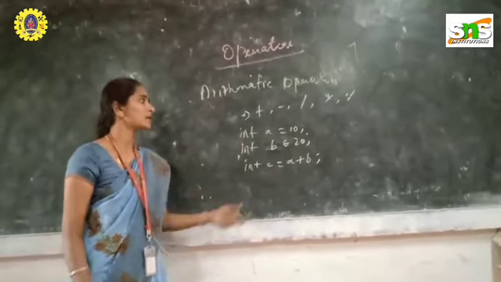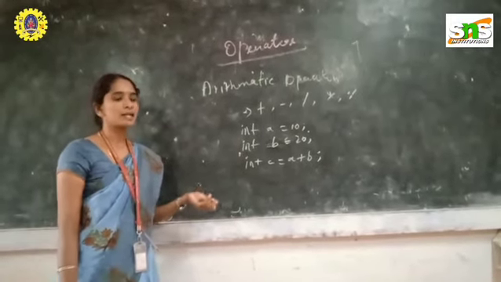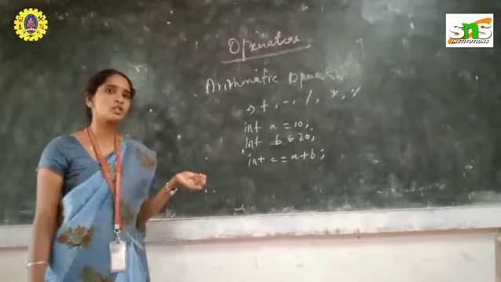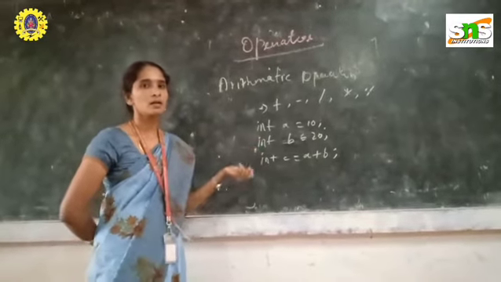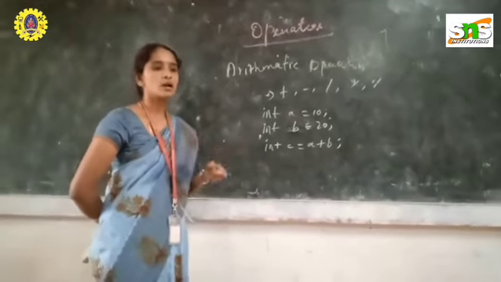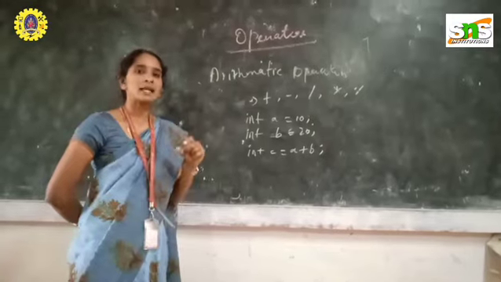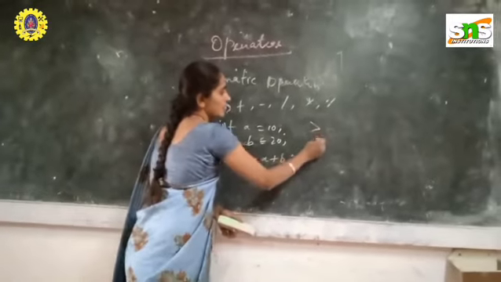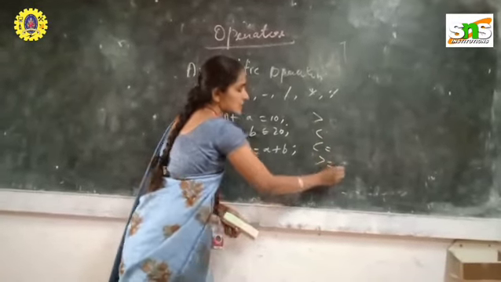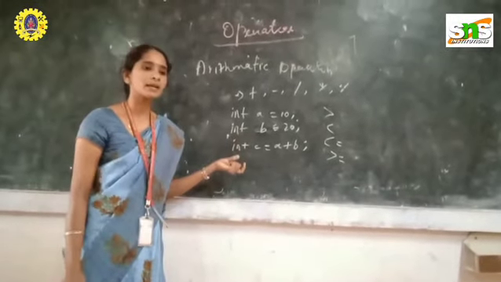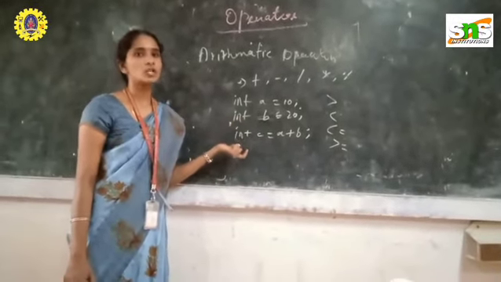So these are the operators. We have the arithmetic operator and the logical operators. In logical operators we use and, or, not. Then the relational operators: greater than, less than, greater than or equal to, less than or equal to. So these are all the operators we use in a Java program.